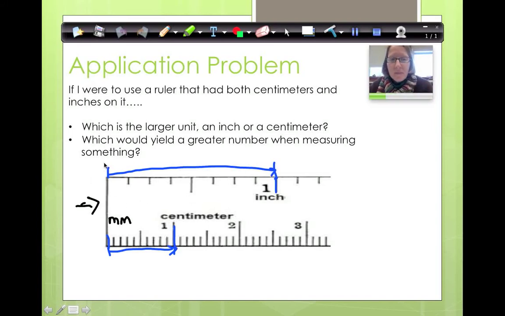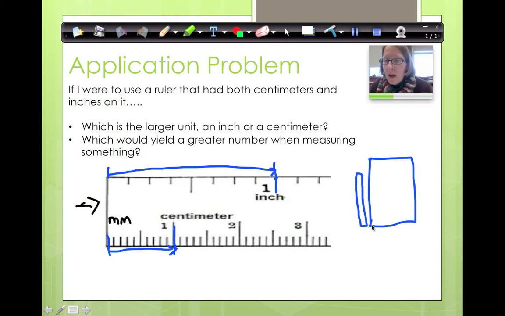All right. Which would yield a greater number when measuring something? Yield means give out. So if I were to measure with inches, or if I were to measure with centimeters, which one would I have the larger number? So for instance, let's say I take my piece of paper. You can even take your piece of paper, and I hold my ruler up to it, and I'm measuring it.